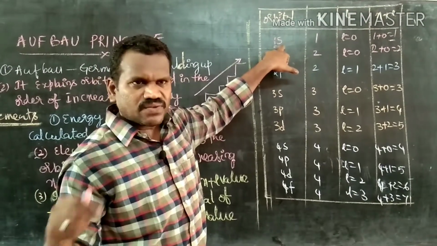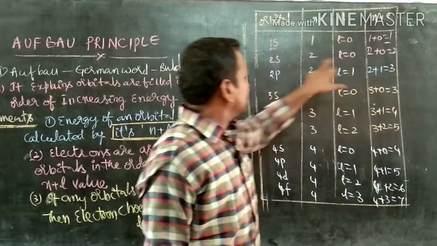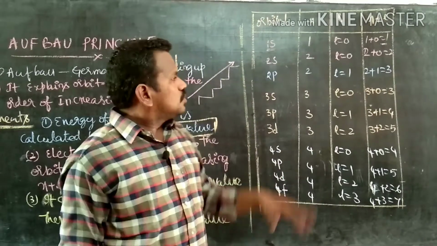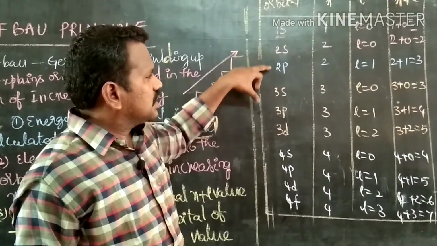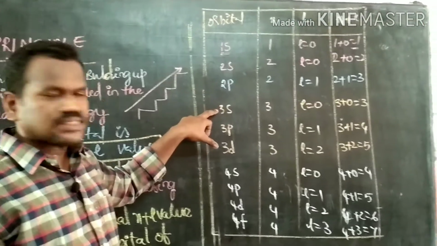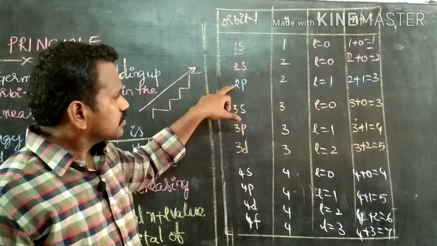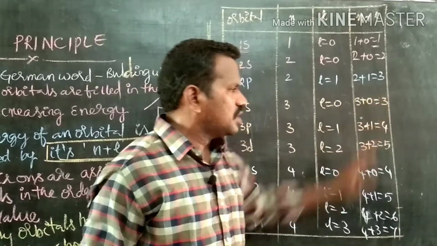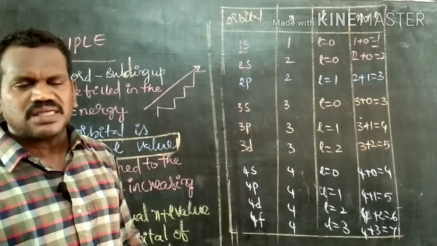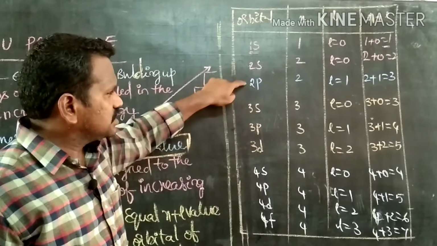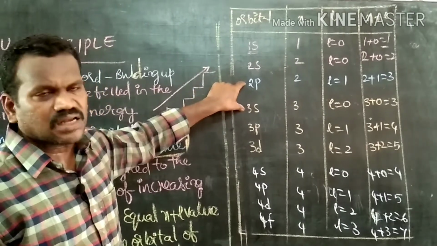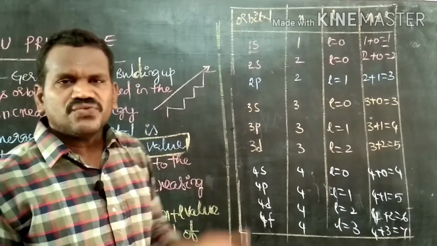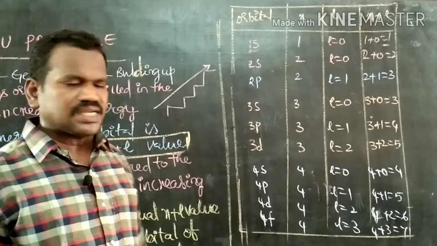After completion of the 1s orbital, the next energy level is 2s. Why? Because its quanta are 2. If 2s is also completed, then comes 2p or 3s. Why? Because the energy of 2p is 3 quanta, and the energy of 3s is also 3 quanta. Now a problem arises because the energy of the 2p and 3s orbitals is the same. Then the electron has to choose which orbital first. That question arises.